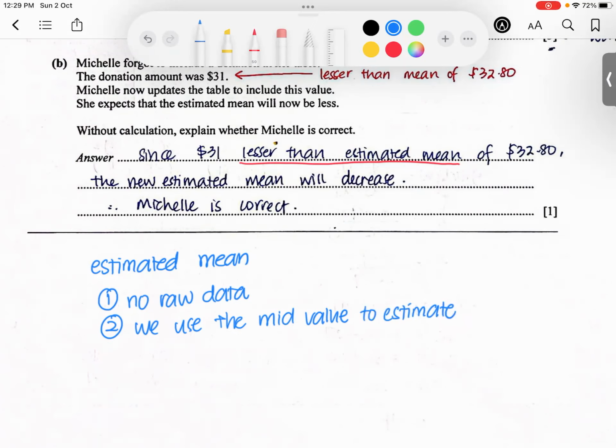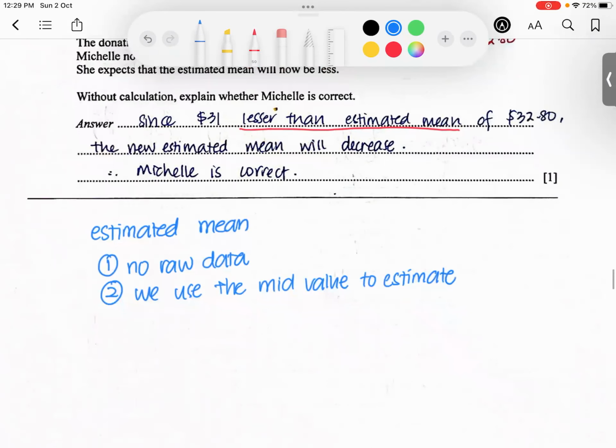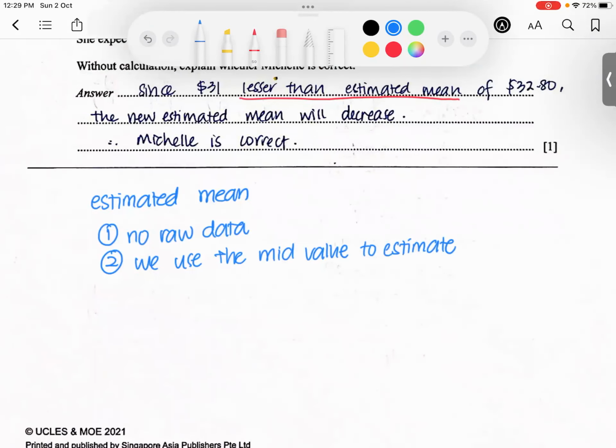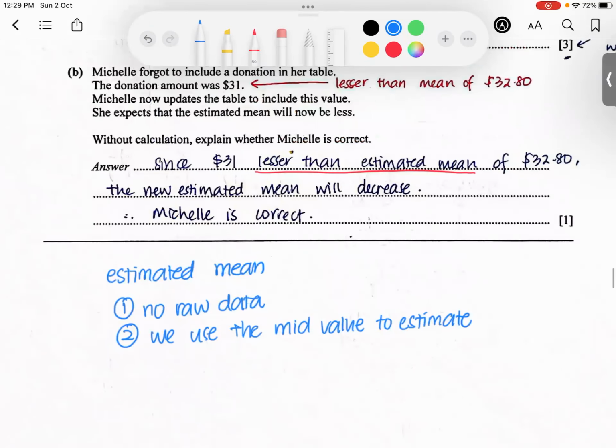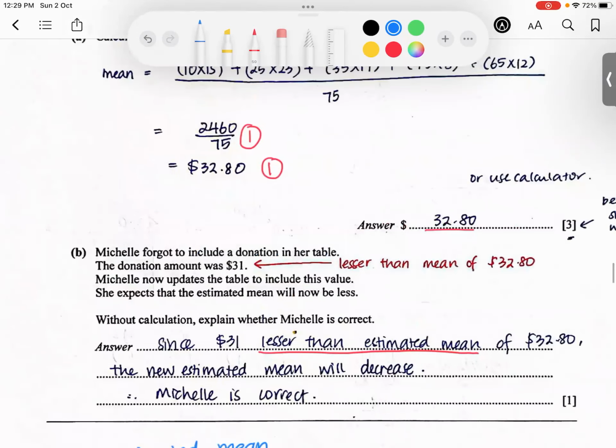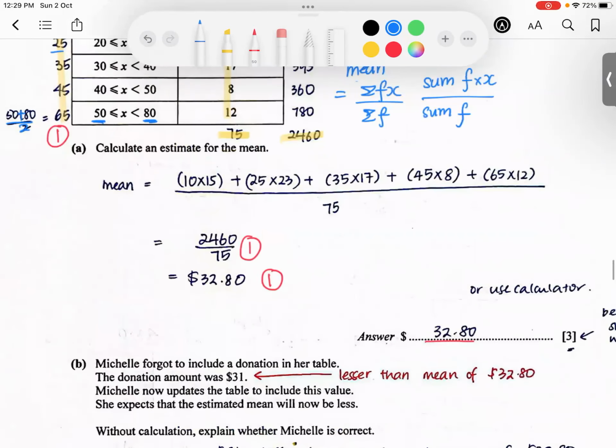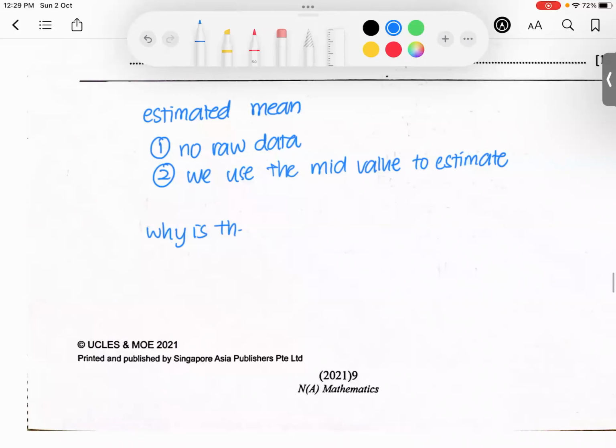Okay, to estimate the mean. They ask you why it is an estimated mean. Secondly, they can also ask you, for example, the range is 80 minus 0, which is 80. They can ask you why the range could be not 80. Why? Number one, no raw data, but that's not sufficient.